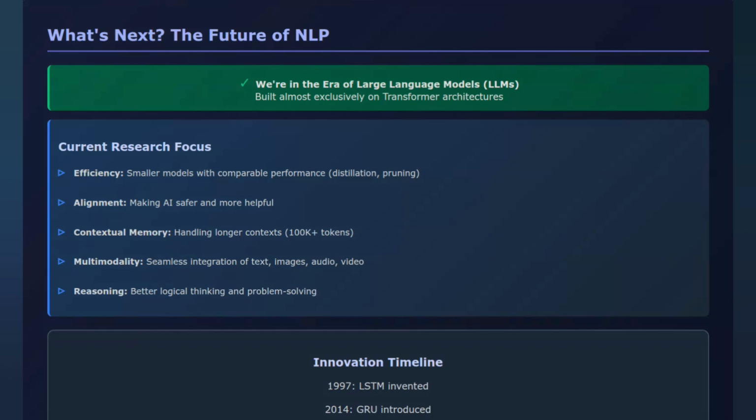Efficiency is huge right now. Can we make smaller models that perform as well as larger ones? Techniques like distillation and pruning are making this possible.